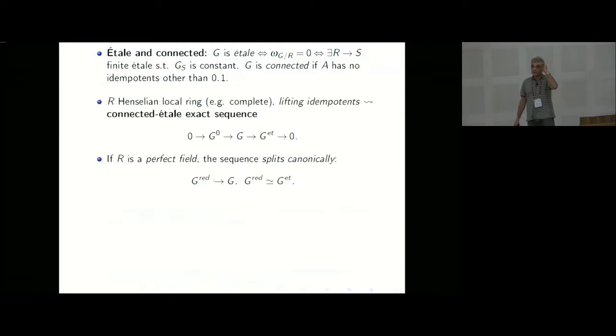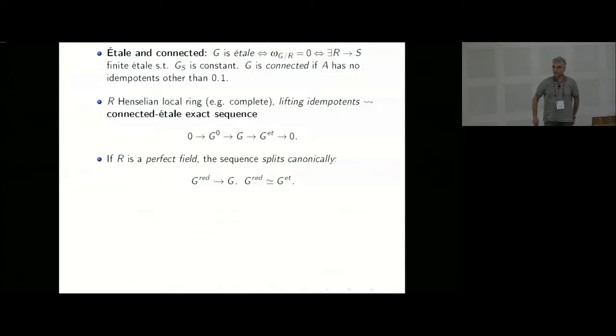And over fields, and more generally over Henselian local rings, where you can lift idempotents from the field to the Henselian ring, there is a canonical connected-étale exact sequence. In a moment I will say what I mean by an exact sequence, because I've not made it clear yet, where first comes the connected part and the quotient is étale. And moreover, if R is a perfect field, this sequence splits canonically. In the case that R is a perfect field, you can identify inside G the reduced scheme. You can always take the reduced scheme, but in this case, it acquires a group structure, and it is a closed subgroup scheme that maps isomorphically under reduction modulo G0 to the étale part.